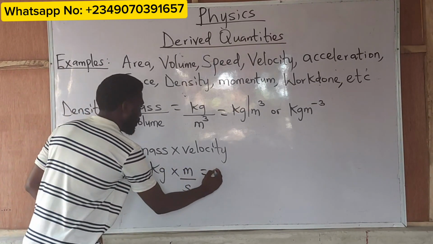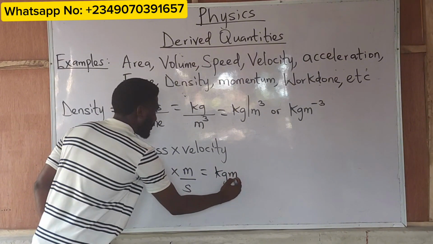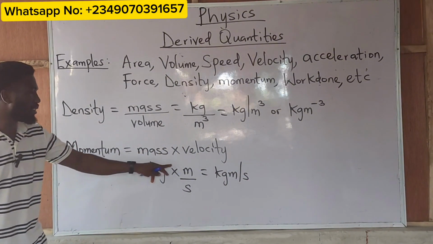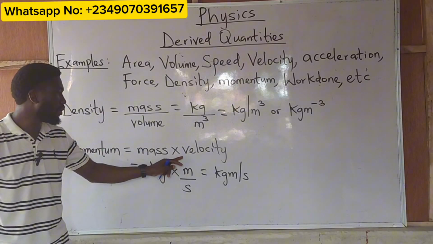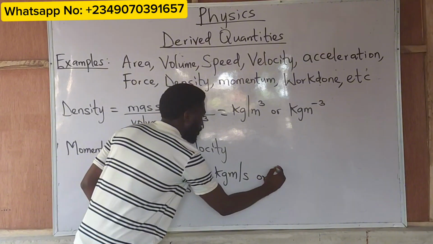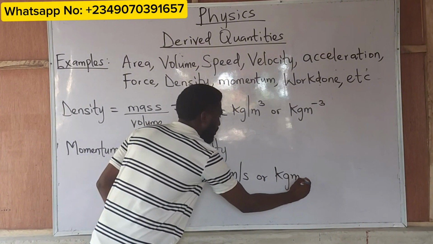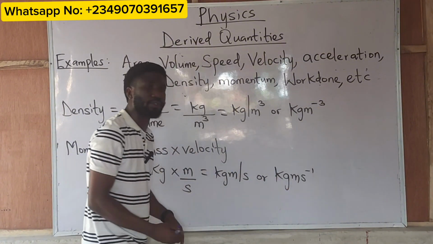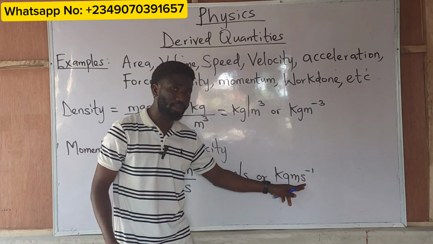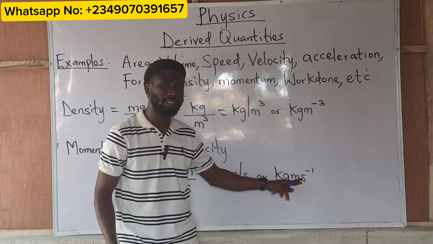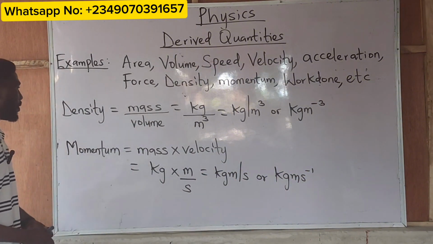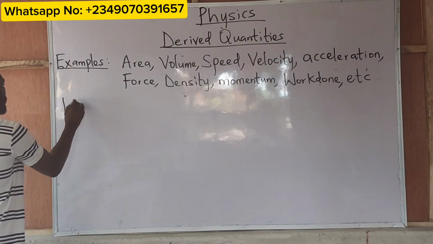So this will be kilogram meter per second. Kilogram times meter is kilogram meter. You can write this way: kilogram meter per second. I believe we are getting it. All right.